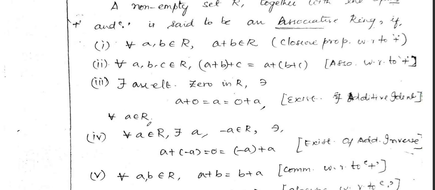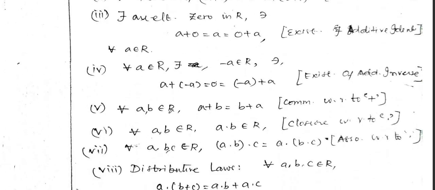And for every a in R, see, this must be true for every a in R, there should exist minus a in R such that a plus minus a equals 0 equals minus a plus a, which is called the existence of additive inverse. And for every a, b in R, a plus b must be equal to b plus a, called commutativity with respect to plus. And for every a, b in R, a dot b should belong to R.